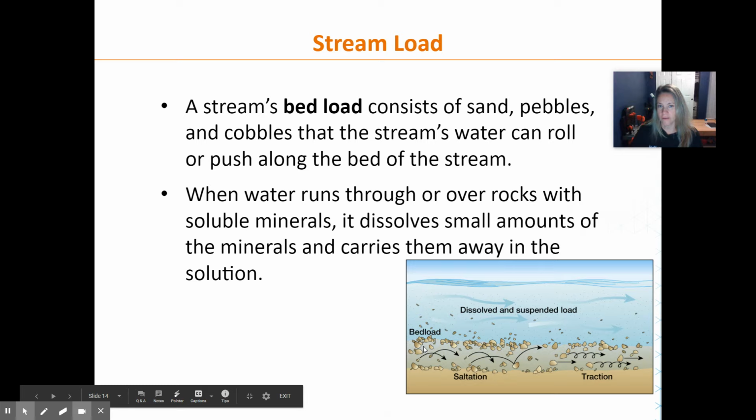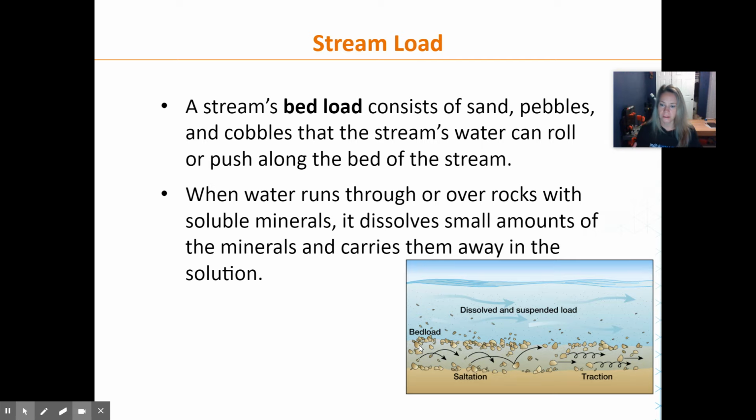All right, so the bed load of a stream is what it carries. If it's flowing fast, it's going to have a large bed load. It's going to be carrying a lot more heavier things. If it's flowing slow, it's not. It's not going to be carrying as much if it's flowing slow because it just doesn't have as much energy. So when it's fast in the winter, you'll see a lot of suspended material.